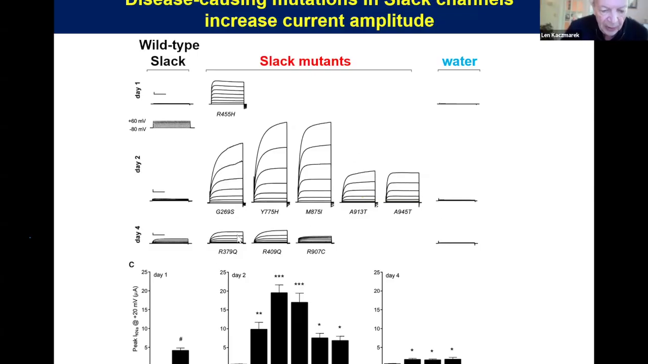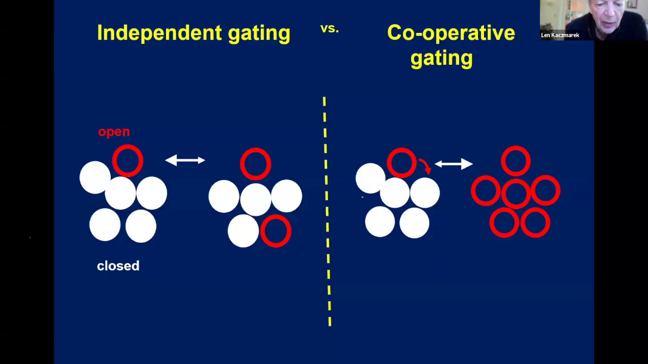Although it's quite variable, here are the ones that we've looked at before, the first ones we looked at, but some of these have much greater increases. So as I said, some of them can give rise to increased sensitivity to sodium, some of them have increased sensitivity to voltage, they open at more negative voltages, but it doesn't look as though any of those can fully explain why there's such a big increase in current.